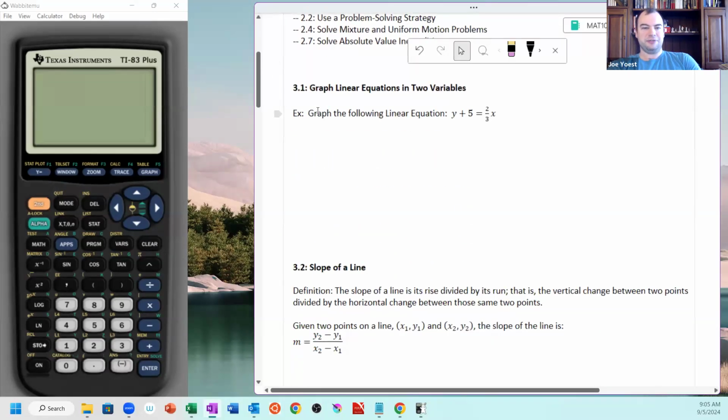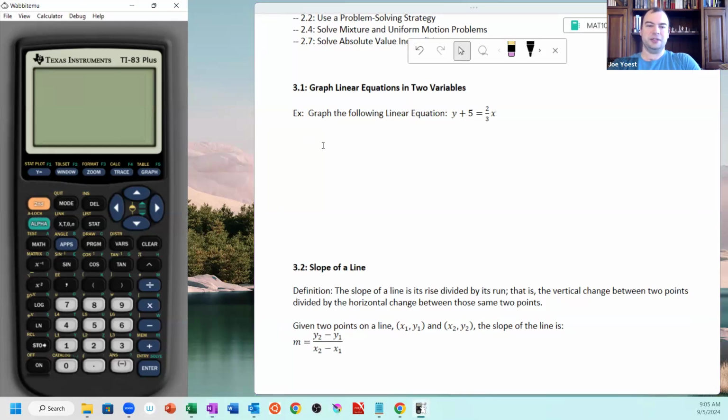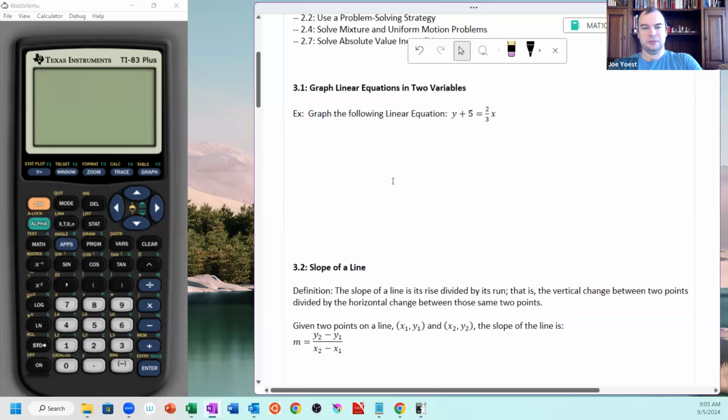So moving on, graphing linear equations in two variables. We had one last example that I left as an exercise last time and said to work through yourself. We're going to work through it by hand, and then we're going to look at how to work through it on the calculator. So let's take a look at this equation. y + 5 = (2/3)x.